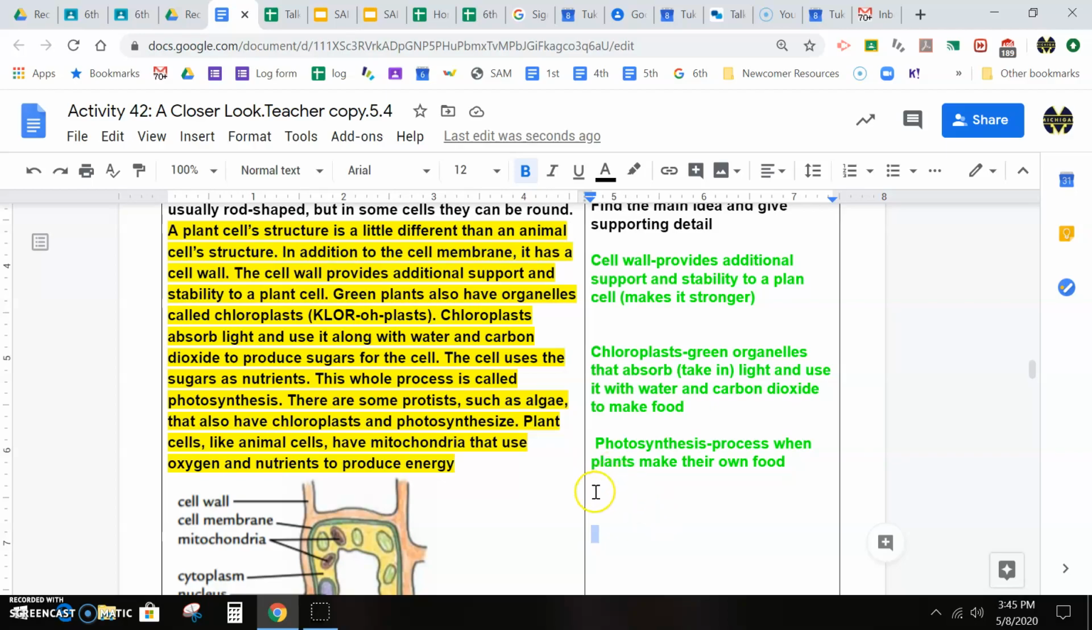And we're going to stop there, but I'm going to continue making videos to help you understand this reading and hopefully help you take some notes for packet number 2 or activity 42.